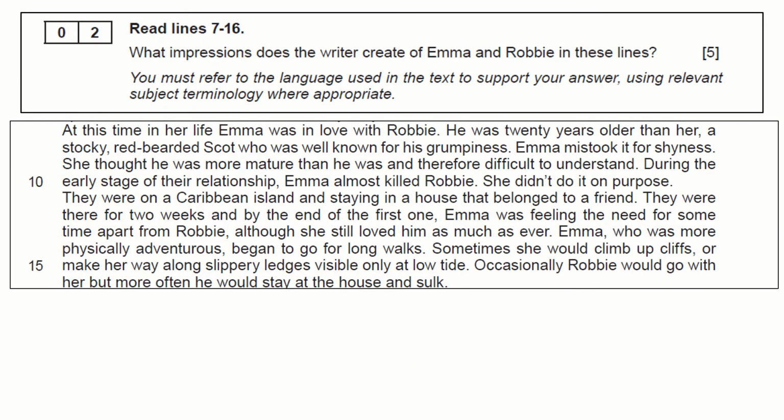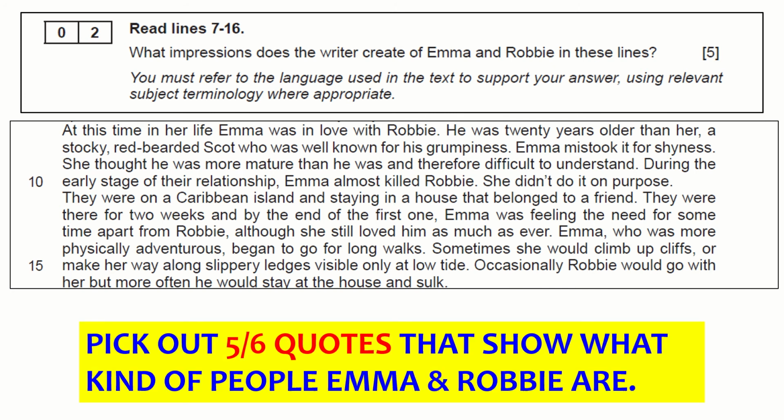Here's the extract you had. You had 3, 6, 10 lines. Yeah, 9 lines. And you had to say, what impressions did the writer create of Emma and Robbie? You were looking for 4 or 5. I put 5 to 6 here, but 4 or 5. What kind of people are Emma and Robbie? So the quotes I picked out were, he was 20 years older than her. She mistook his grumpiness for shyness.